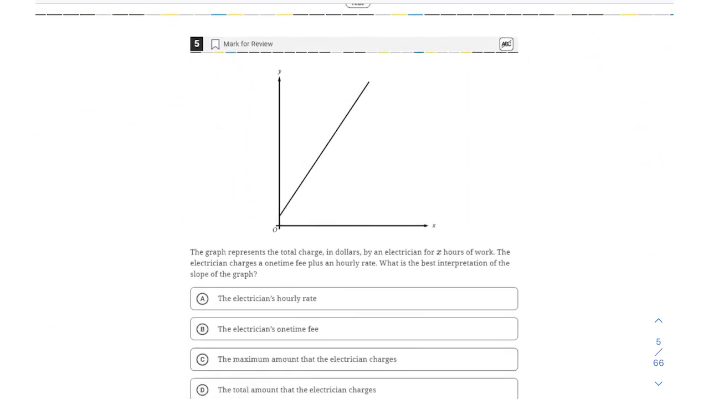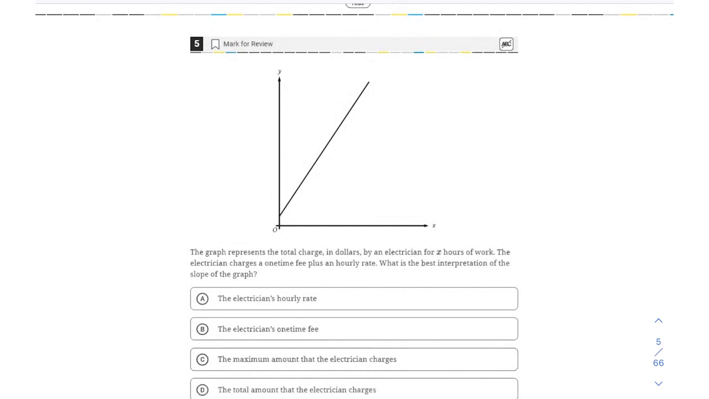And for 5, it says the graph represents the total charge in dollars by an electrician for X hours of work. The electrician charges a one-time fee plus an hourly rate. What is the best interpretation of the slope of the graph? This is very common in SAT. They really want to make sure that we understand slope-intercept form.